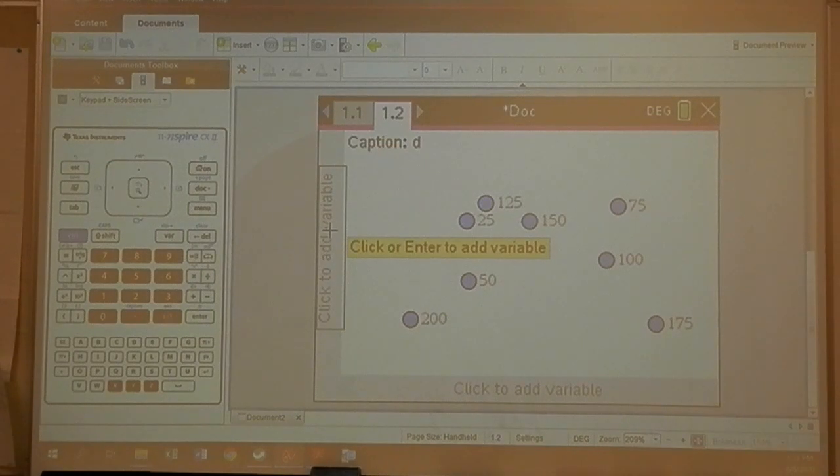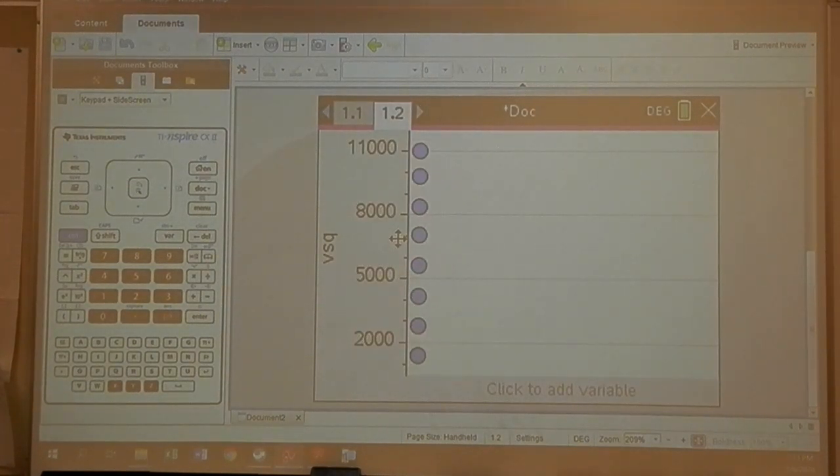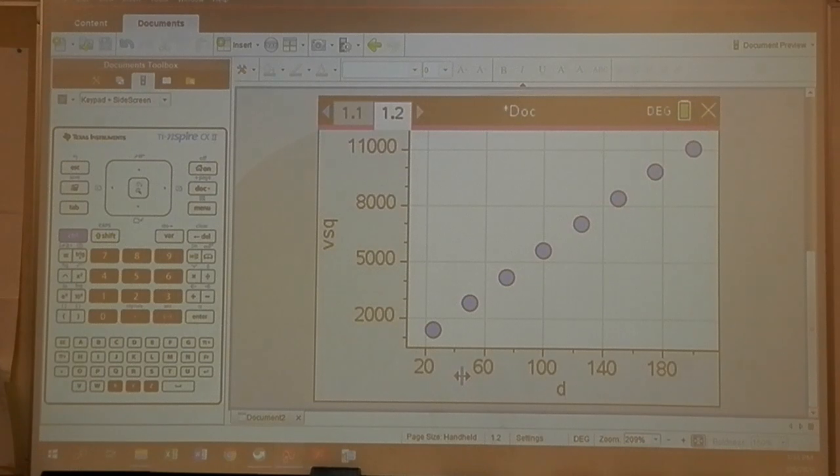So what I've got to do is go over here to the side. And remember, we were told in the question, velocity squared is a function of displacement. So for the y-axis, I choose v squared. Everything kind of moves around. I choose the x-axis as displacement, and I get my linear regression. It doesn't have the line yet, but I'm close. I've got all those dots.